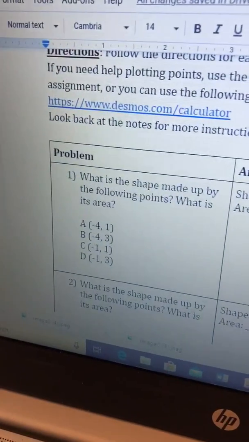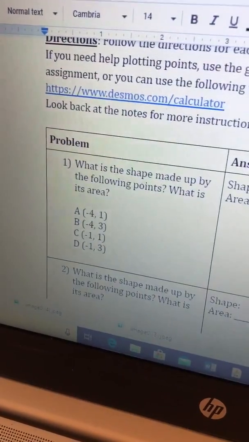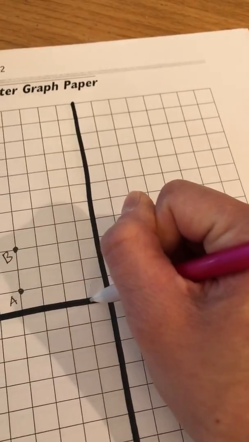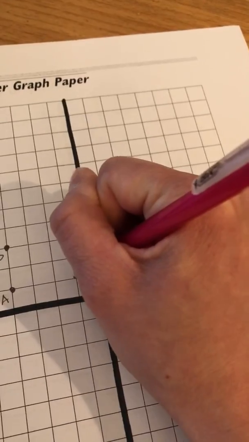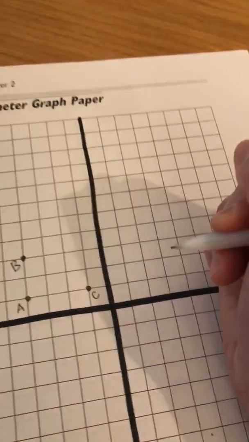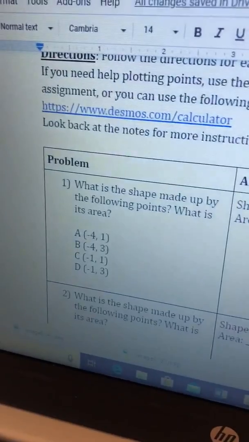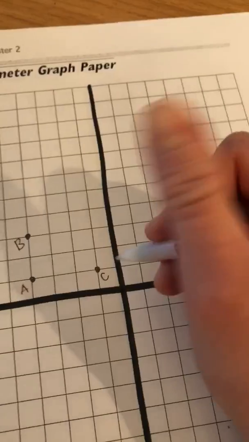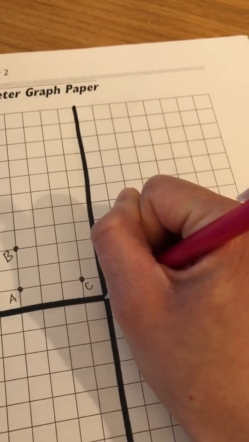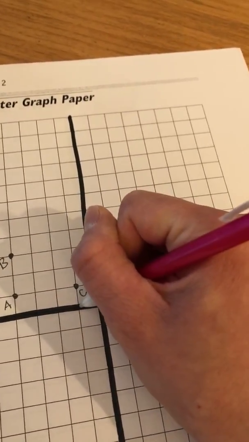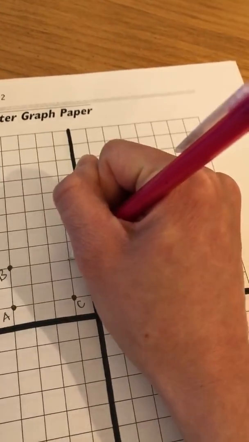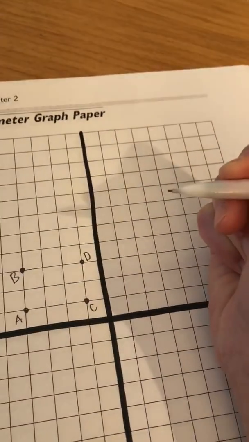The third point was -1, 1. So I'm going to go back to my grid. I'm starting at the origin. I'm going -1 and then up 1, and I'm labeling that as C. And then the last one was -1, 3. I'm starting at the origin, and I'm counting 1 to the left because it was -1, and then up 3 because 3 was positive. So up 1, 2, 3, and putting a dot and labeling it D.